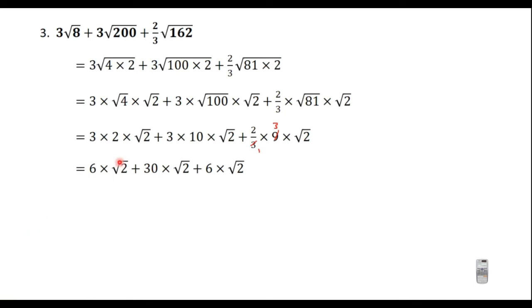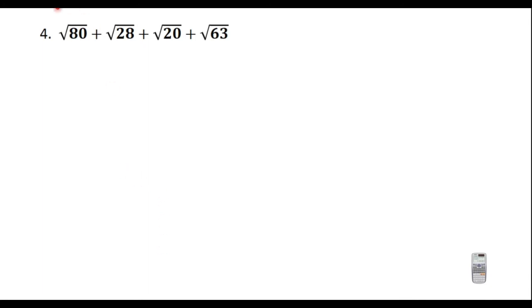Then we proceed with our simplification. We know that 6 times square root of 2 will give us 6 root 2. 30 times square root of 2 will give us 30 root 2. 6 times square root of 2 will give us 6 root 2. So we can see from here that all the terms under the square root signs are the same. So we can add the numbers in front. So we have 6 plus 30 plus 6, then square root of 2. This will give us 42 root 2. Sorry. Let's pick the next example.